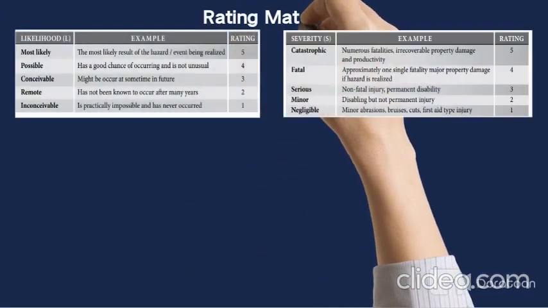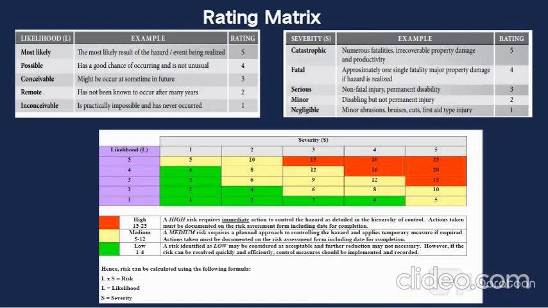For the rating matrix used for the hierarchy documentation, we have numbers 1 to 5 for the likelihood and the severity, with 5 being the highest rating given. And for the risk matrix, you can see the color-coded numbers, with 1 to 4 being low, which is in green, 5 to 12 medium, which is yellow, and 15 to 25 considered high risk, which is why it is in red.